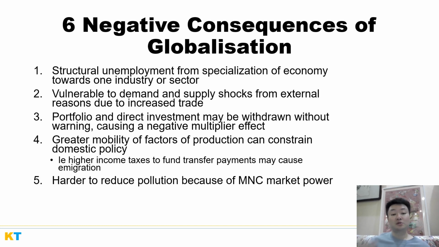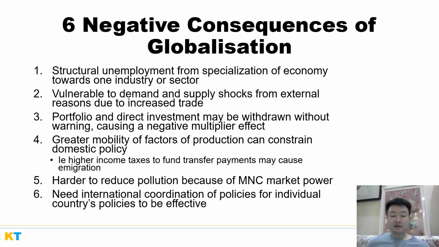Number 5, it's harder to reduce pollution because of MNC market power. So with globalization comes the idea that corporations are getting bigger and bigger. And these corporations are really powerful. Like companies like Coca-Cola, companies like Huawei, companies like Toyota, companies like Apple, Facebook, Amazon, they have a lot of market power. And that could potentially influence government policy because now governments are disincentivized from creating anti pollution laws just because they know if that's the case, that company might not operate in that location anymore. And it's going to hurt the local economy.